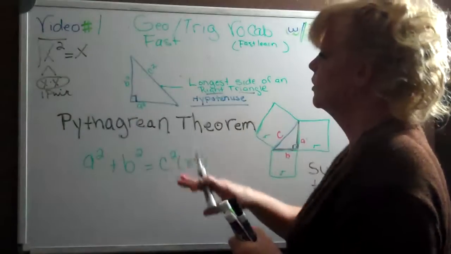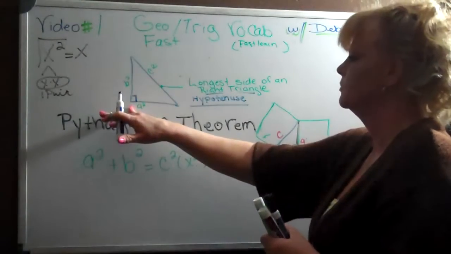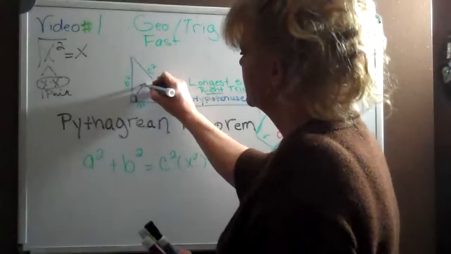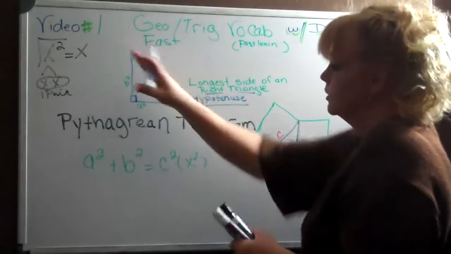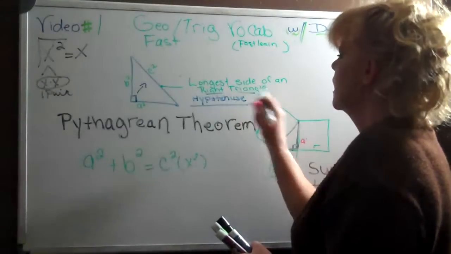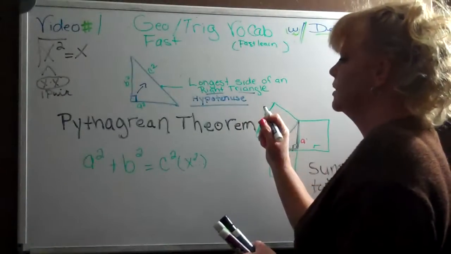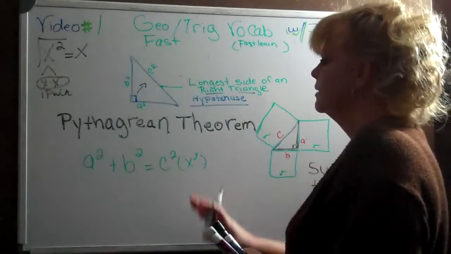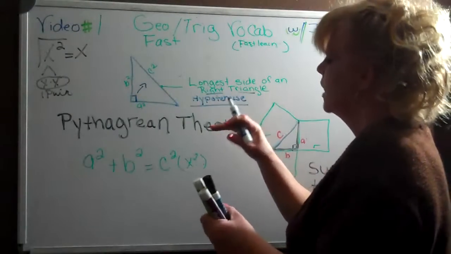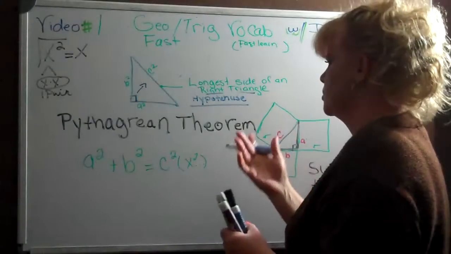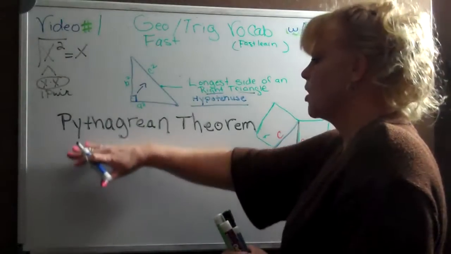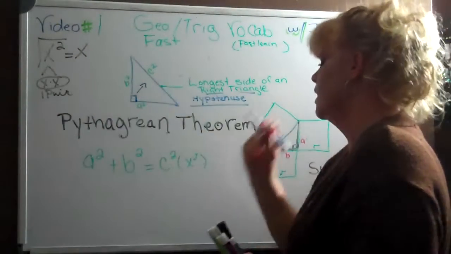This triangle right here is a right triangle. On a right triangle, if you look on the opposite side of the right angle, you'll find a longer side of this triangle. That longer side of the right triangle is called the hypotenuse. A lot of times, if you have a right triangle like this pop up, you'll have a formula that is called the Pythagorean Theorem.